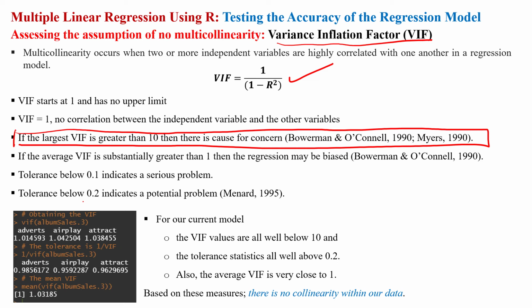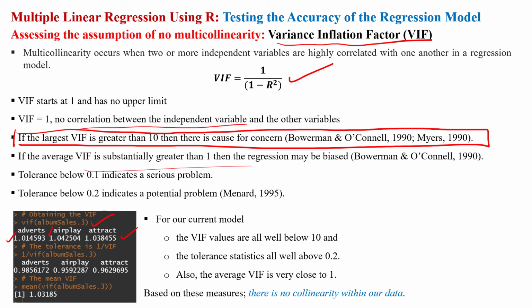I have calculated the variance inflation factor with the help of this particular function. I will also run it in R and show you. As you can see, for advertisement budget, airplay and attractiveness, we have a variance inflation factor less than 10. That means no multicollinearity exists. Or you can say if it is 1, that means there is no correlation.